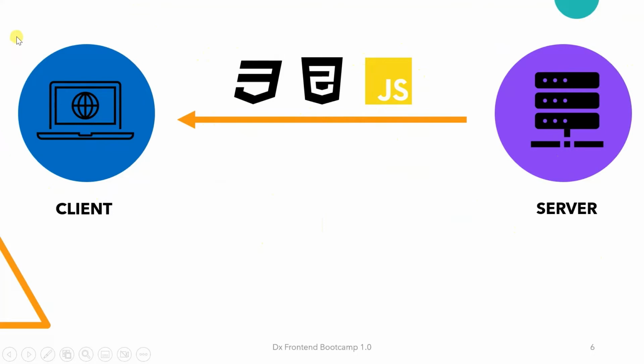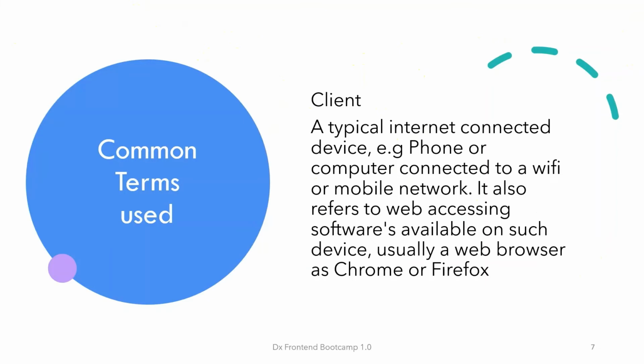Now, let us quickly dive into discussing the lot of terms that we have used inside of this presentation. The first one is the client. What exactly is a client? Just as discussed earlier, a client is simply a typical internet connected device. It could be your phone, or it could be your laptop that is connected over Wi-Fi or a mobile connection. And sometimes it is referred to as a simple web accessing software that is available on this particular device.